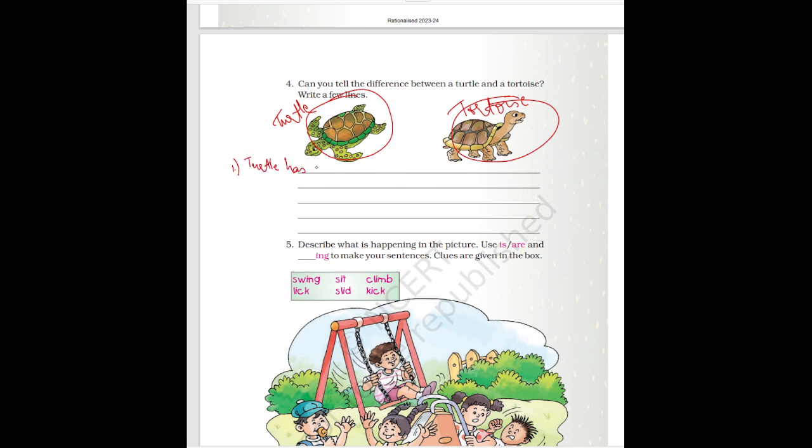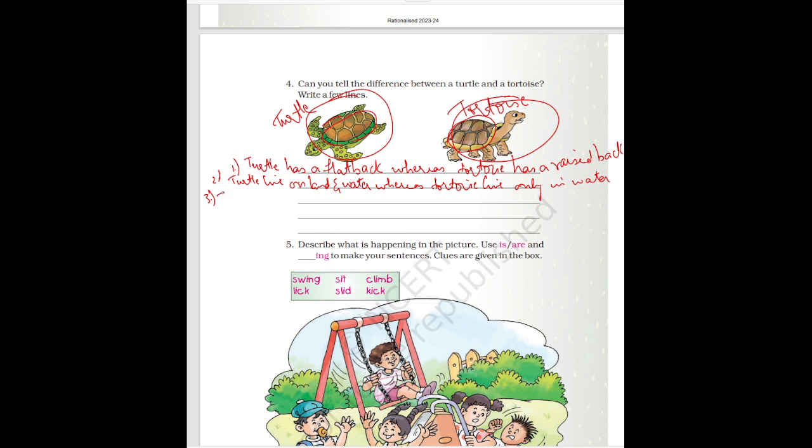turtle has a flat back, whereas tortoise has a raised back. See, the turtle's back is flat and this is a little upward, a little raised. So this is the first difference. And the second is, turtle lives on land and water, whereas tortoise lives only in water. So this turtle lives on land as well as on water, but tortoise lives only in water.